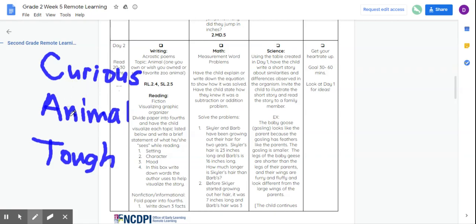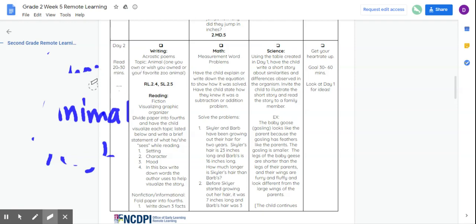So this is an acrostic poem. You have to spell out the name of the animal, and then you have to come up with a describing word that starts with that letter. Okay, so cats are curious, they're an animal, and they're tough. All right, I'm going to erase this now so I can help you with your reading.